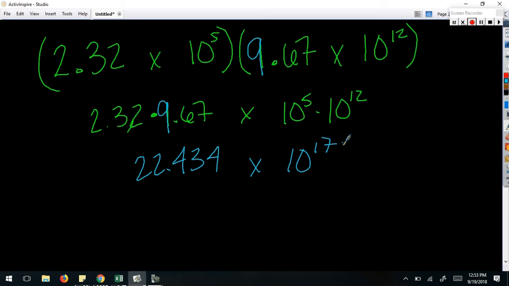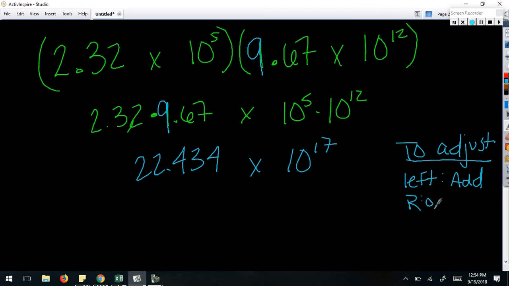Times 10. Now, here's where it gets confusing. I need to move the decimal to the left, but I'm already in scientific notation. So I'm going to have to add how many places if I'm moving left, because I'm adjusting. I'm not going from scientific to standard, to a regular number. I'm still in scientific notation. So if I need to adjust left, I add. If I need to adjust right, I subtract.